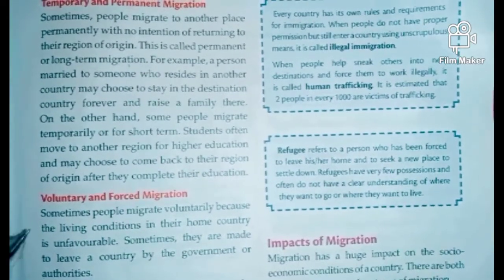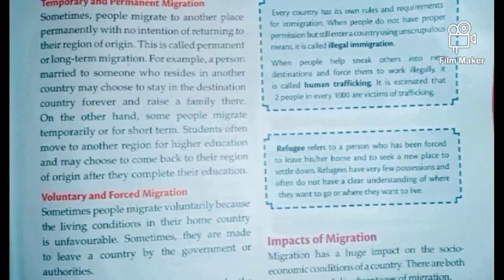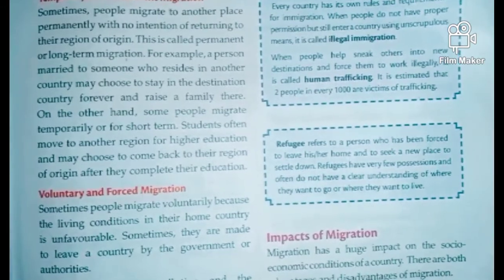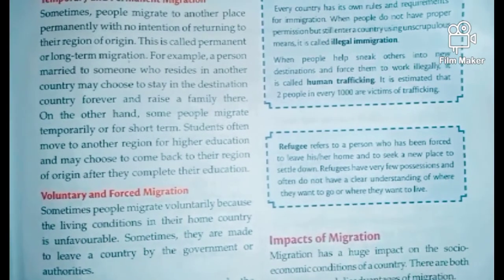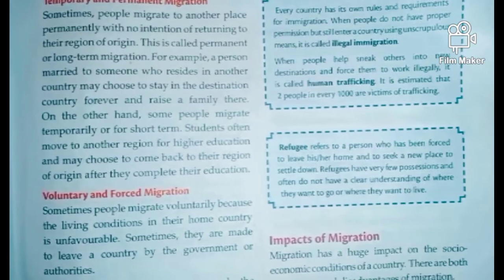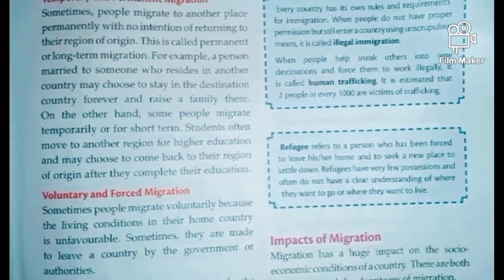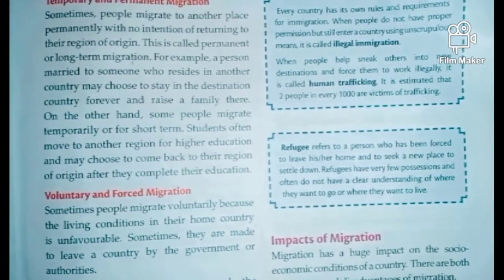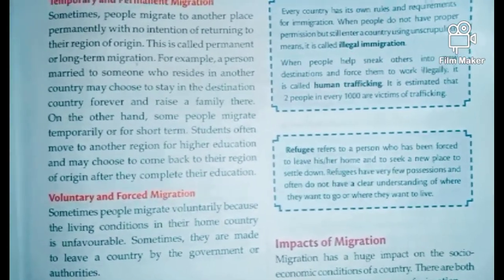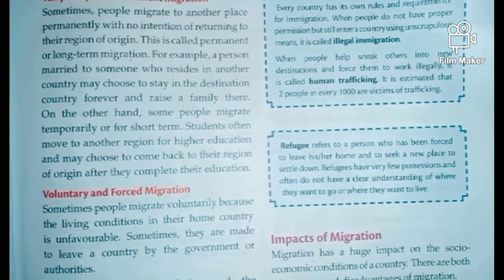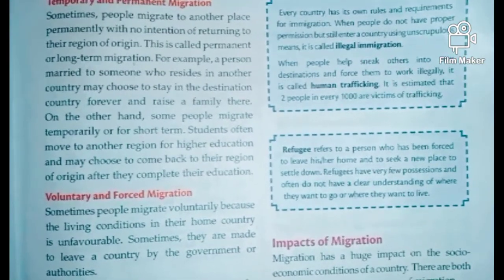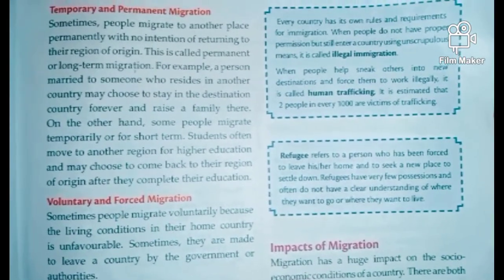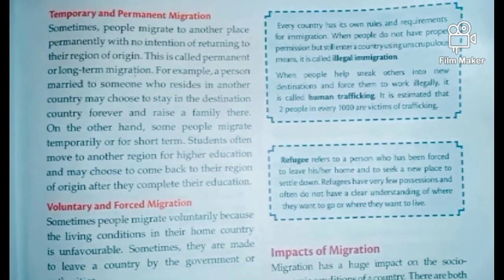This is called permanent migration. But there can be shorter types of migration also. For example, students often move to another region for higher education, but in this case they go to the place for a shorter period of time. After completing their education, they may go back to their original places. They leave for a short period for better job and education facilities, and after completing, they come back to their original places. This is called short-term or temporary migration.